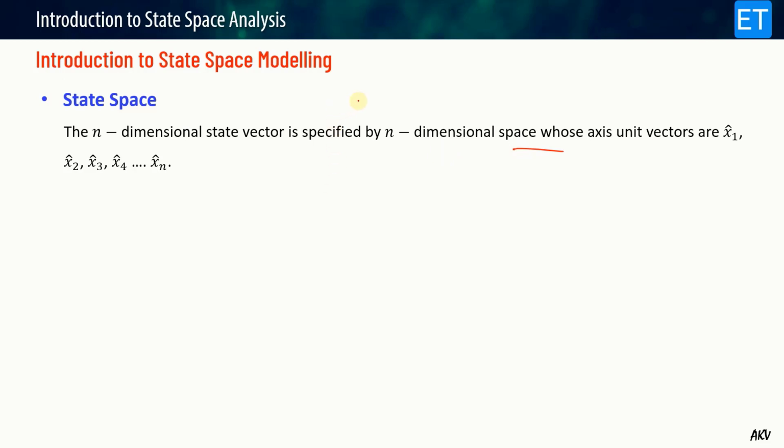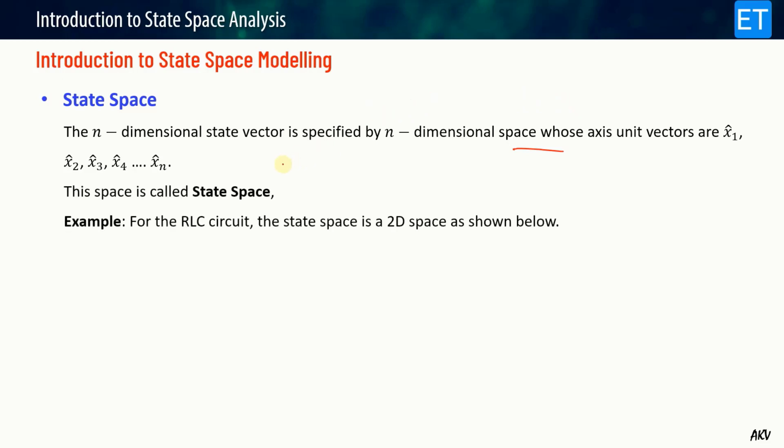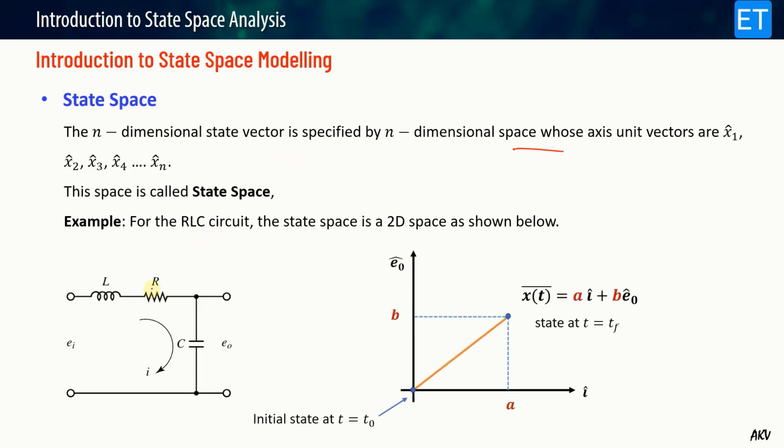Similarly, if you have the three state variables x1, x2, x3, it can be represented in a three-dimensional space. So let's consider this RLC circuit again. In this RLC circuit, we have chosen only two state variables: the inductor current I and the capacitor voltage E0. These two state variables make up this state vector, which has only two components. That's why it is creating this two-dimensional space.